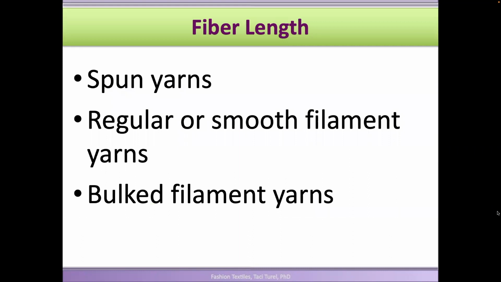So we already know about spun yarns, filament yarns. We talked about regular filaments, bulked filaments, monofilaments, multifilaments. So these are some categorizations based on the length of the fiber. So spun yarns are basically staple fibers that are spun to turn them into yarns. And filaments are usually the yarns that come out of the spinneret directly as a yarn.